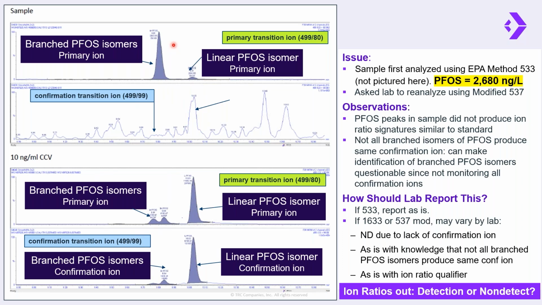Having this reanalyzed with a slightly better method helped us here. And now that we have EPA 1633, some of these types of issues may be less common, but when you're looking at data that was generated prior to EPA 1633, you should keep this in mind.